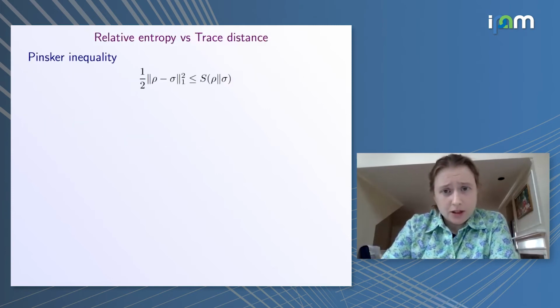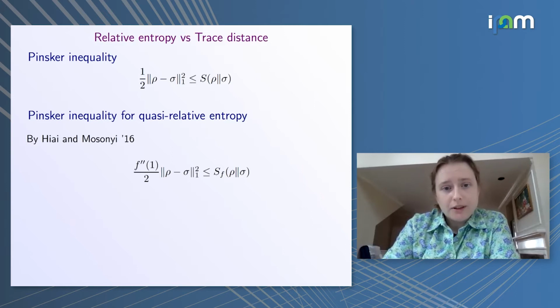And so the question is, how do we relate one to the other? A very famous inequality is called the Pinsker inequality, which relates the relative entropy with the trace distance. The relative entropy is lower bounded by the trace distance, because, well, it can be infinite, and the trace distance is always bounded by 2.